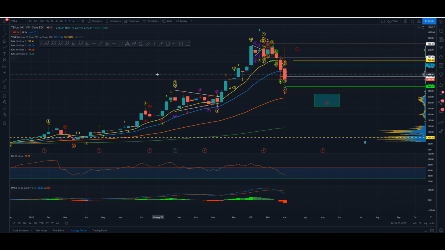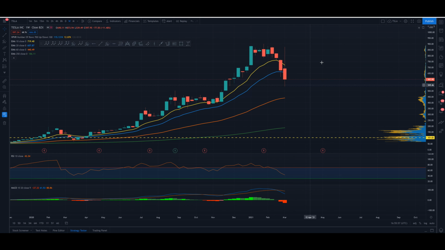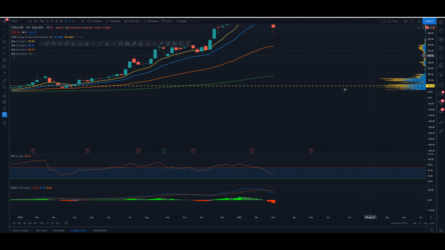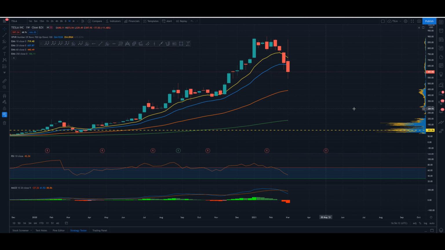So if you're new here, let's have a quick rundown of the chart. We have our Elliott Wave count, which is all the letters and numbers you can see on the chart. Let's get rid of those. Then we have our 10 exponential moving average in yellow, 20 in blue, 60 in orange and 250 in green. 4 of them in total. Volume profile on the right hand side, which is a visible range and adjusts when we adjust the chart.